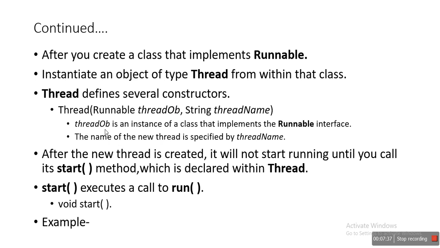Now here, threadObject is an instance of a class that implements the Runnable interface. Next, the name of the new thread is specified by threadName. Okay, just remember, within this Thread constructor we pass two arguments. The first one is the Runnable, the instance of a class. The second is the thread name. Now after the new thread is created, it will not start running until you call its start method.